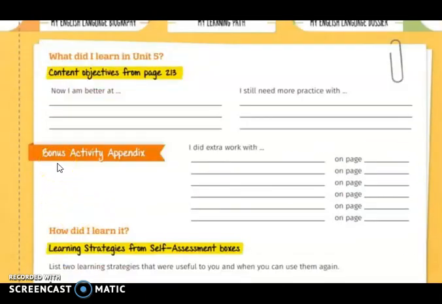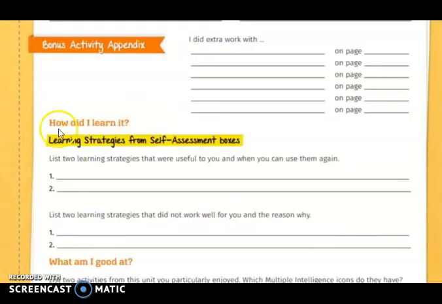Next, you are going to write the bonus activity appendix that you worked on in the unit and the number of the page where it is located. Then we have how did I learn it? You are going to write the learning strategies from the self-assessment boxes. You are going to list 2 learning strategies that were useful for you and when you can use them again. Then you are going to list 2 learning strategies that did not work well for you and the reasons why.